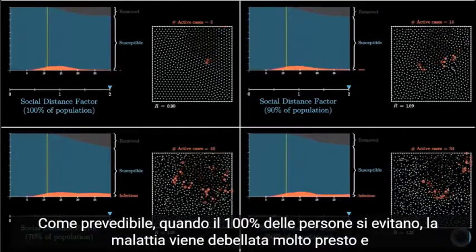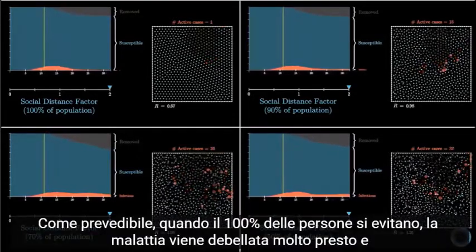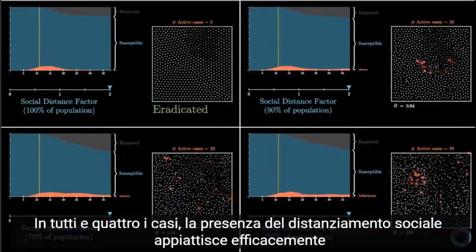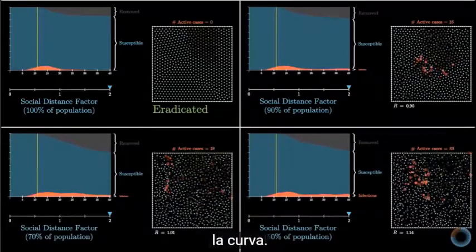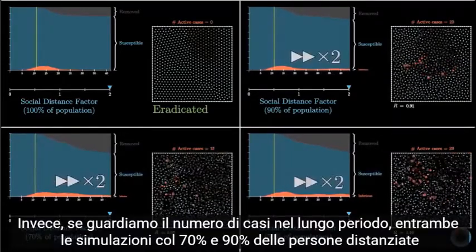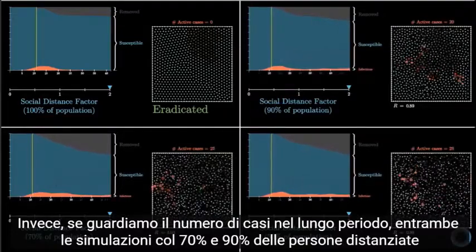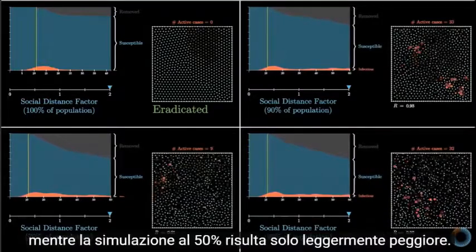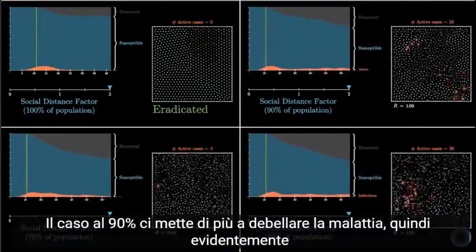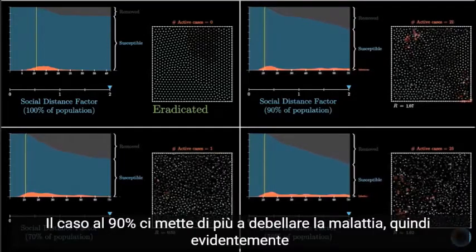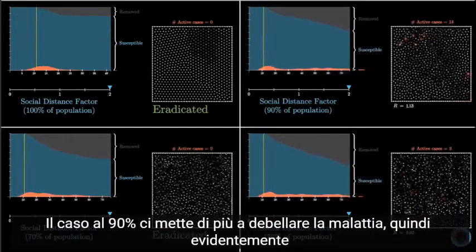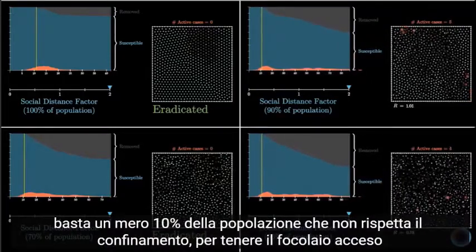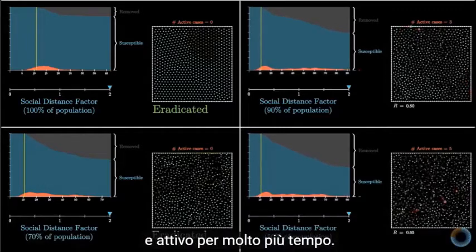As you might expect, when 100% of people avoid each other, the disease quickly goes away entirely. And in all 4 cases, the presence of some kind of widespread social distancing definitely flattens out the curve. However, in terms of the ultimate number of cases, the run with 70% and even the one with 90% end up with a little less than half the population ultimately getting infected, which is only a tiny bit better than the one with 50%. That case with 90% of people repelling each other certainly takes longer to get there, but evidently a mere 10% of the population cheating adds enough instability to our system to keep the fire slowly burning for a long time.